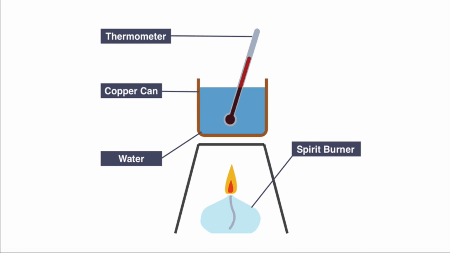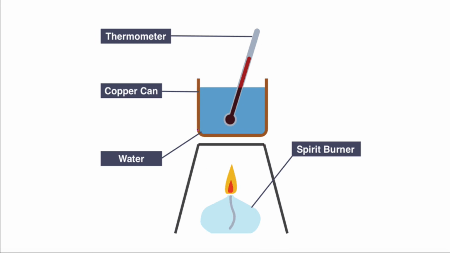So we will hopefully get a chance to do this experiment in the classroom, but for now we're just going to have to run through how it's set up on the screen. So over here at the bottom we have our spirit burner. Now this spirit burner usually has this wick in it, and our liquid fuel is going to be found in here. So let's imagine that we have our methanol in this spirit burner over here.